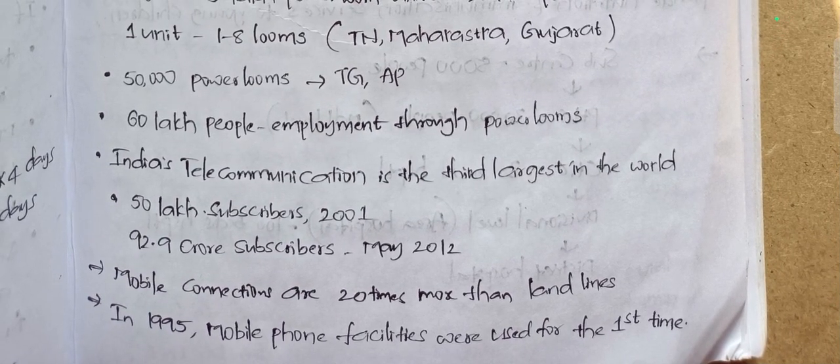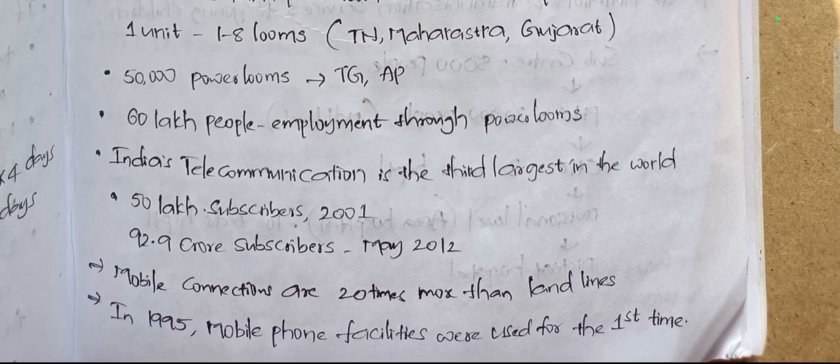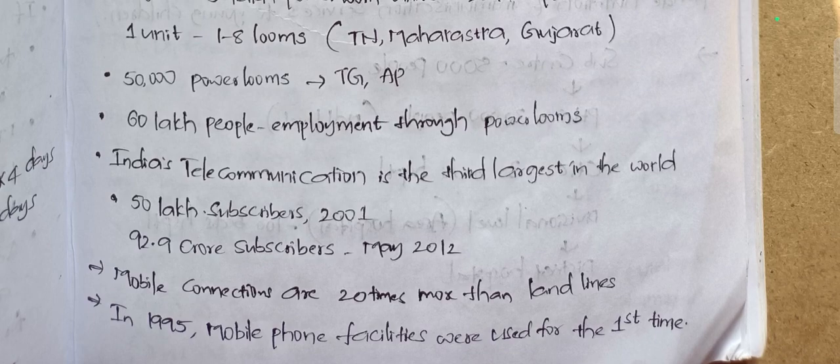Next, India's telecommunication is the third largest in the world. After a few countries, our India is the third largest. There were 50 lakh subscribers in 2001 and 92.9 crore subscribers in May 2012. Mobile connections are 20 times more than landlines. In 1995, mobile phone facilities were used for the first time.